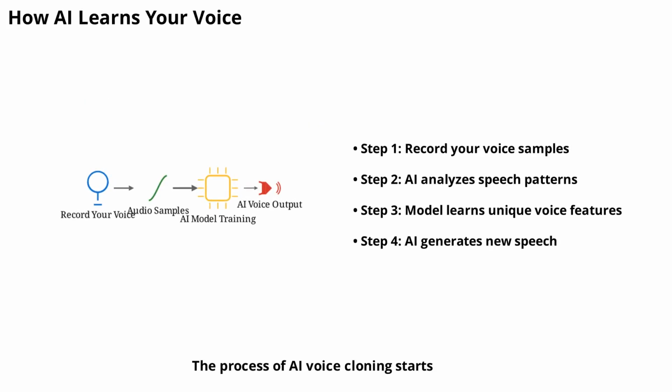The process of AI voice cloning starts with collecting audio samples of your speech. These samples are then fed into a machine learning model, which analyzes the patterns and nuances of your voice. The AI learns how you pronounce words, your intonation, and even subtle quirks that make your voice unique. Over time, the model becomes capable of generating new speech that sounds remarkably like you. This learning process is at the heart of AI voice cloning technology.